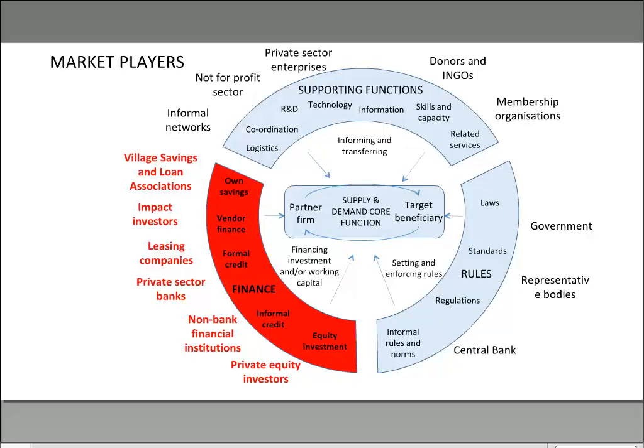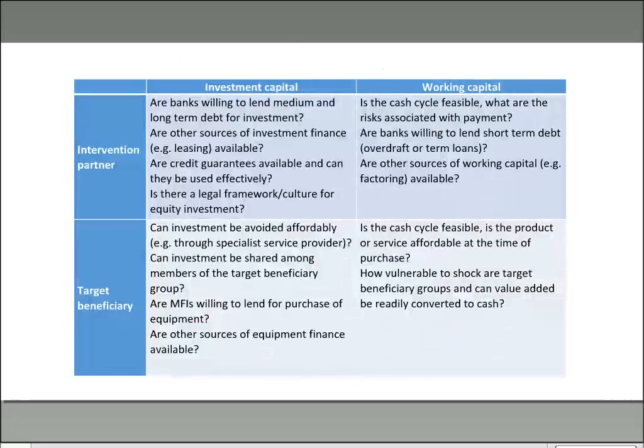And so we've looked at what we think to be two equally important aspects of the question of finance. The first one is investment capital, and the second is working capital. I'm very happy to talk about those in more detail later on. But the kind of analysis that we would do when looking at the finance segment in the market system is very much finance applied to that particular market system.